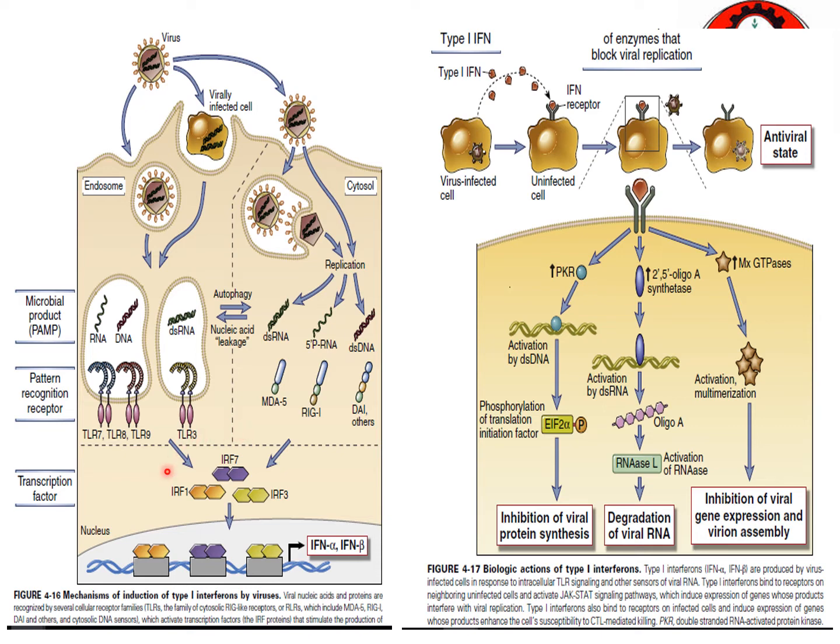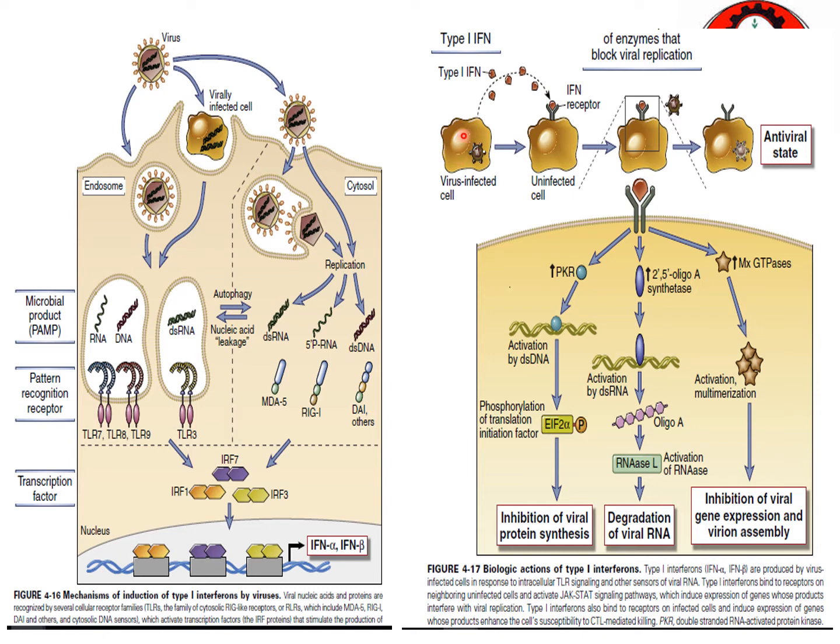Here we see the mechanism of induction of type 1 interferon by viruses. Here we have the virus. It's been internalized into the endosome, and then the DNA or RNA of the virus binds to what we call the PAMP. It binds to the pattern recognition receptor. Then it activates a signaling pathway, which goes into the nucleus to activate the production of interferon alpha and beta.